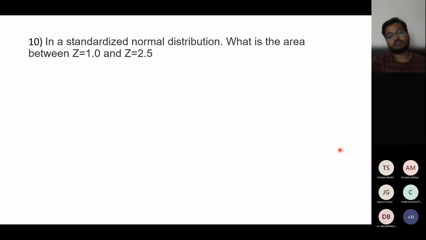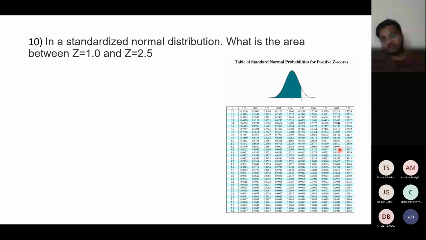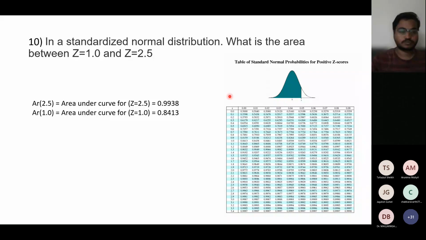So for question number 10, the question is, in a standardized normal distribution, what is the area between z equal to 1 and z equal to 2.5? So since we are not given a significance value, we'll just take the first column here, 0.00.